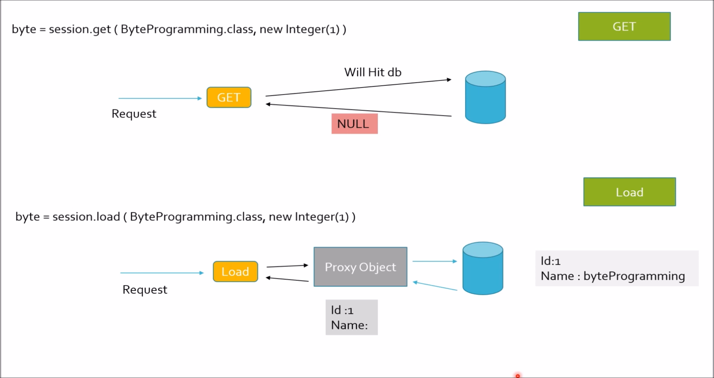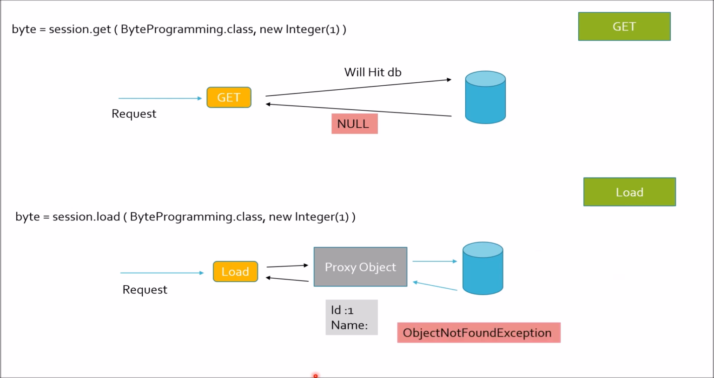Now, in the case of the get method, a database call is made if the session cache is not present. In the case of load, no database call is made. Instead, a proxy is returned to you, and that consists of id equal to 1 as an identifier only. Now, if the object with id equal to 1, name equal to byte programming is not present in the DB, instead of null as you get in the get method, an object not found exception will be thrown to you.